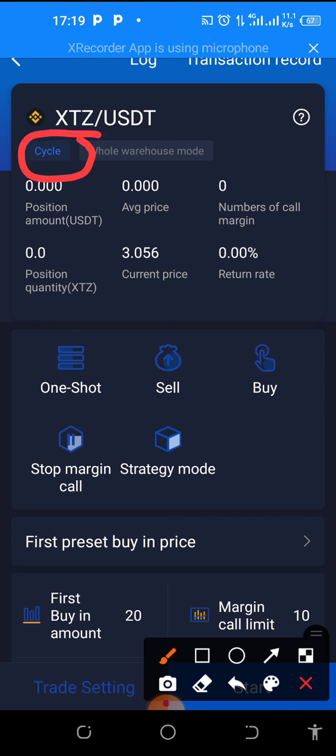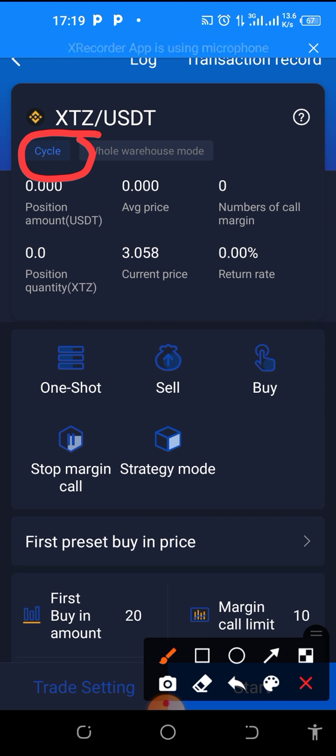So that means the trade will keep repeating itself till infinity. Then you can go do every other thing you are doing. It keeps happening for you. It keeps buying and selling on a continual basis. You don't have to do anything. So that is on the cycle mode.